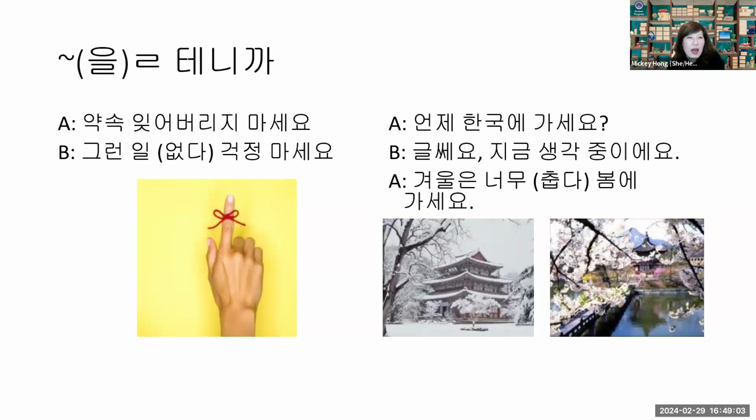A asks, 약속 잊어버리지 마세요. 그런 일 없을 테니까 걱정 마세요. There'll be no such thing, so don't worry. Okay? A, 언제 한국에 가세요? 글쎄요, 지금 생각 중이에요. 겨울은 너무, because it will probably be too cold. Please go there in spring. 겨울은 너무 추울 테니까 봄에 가세요.